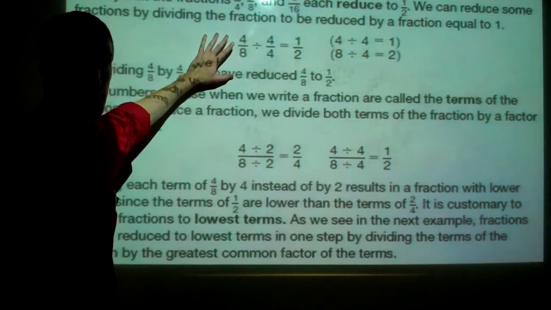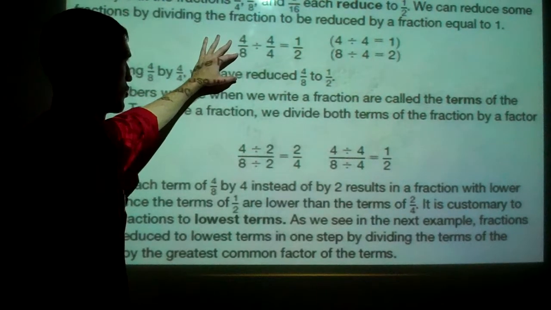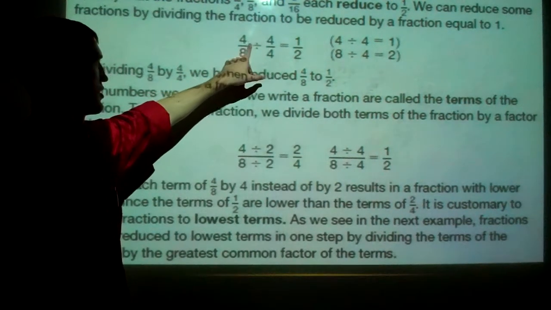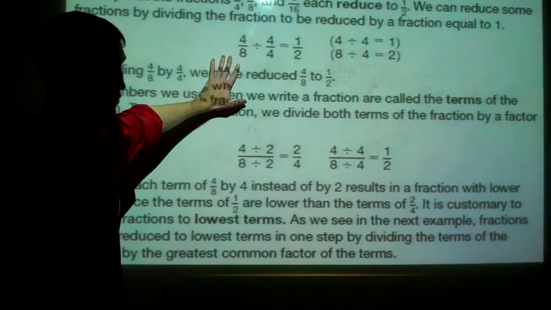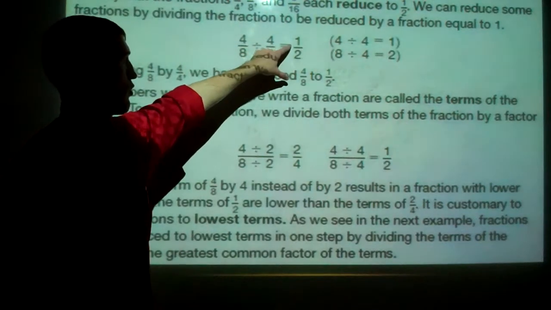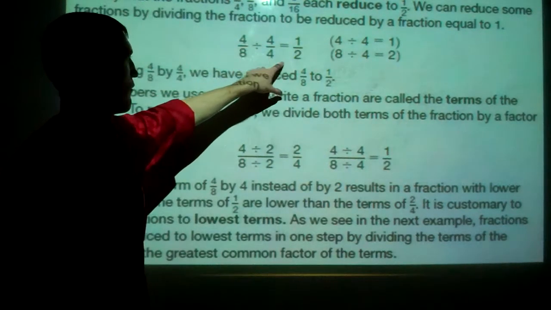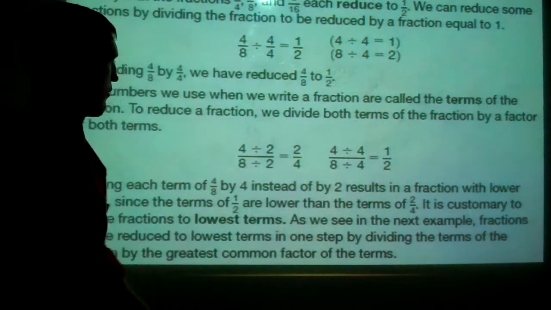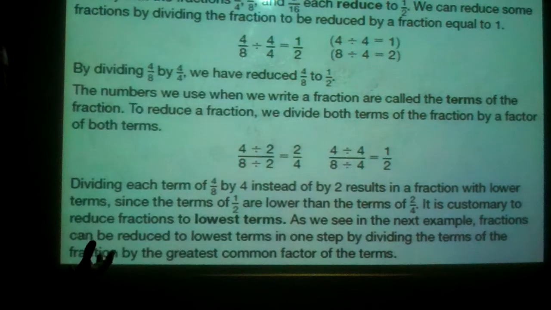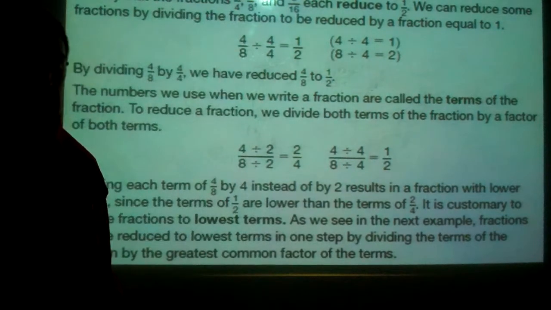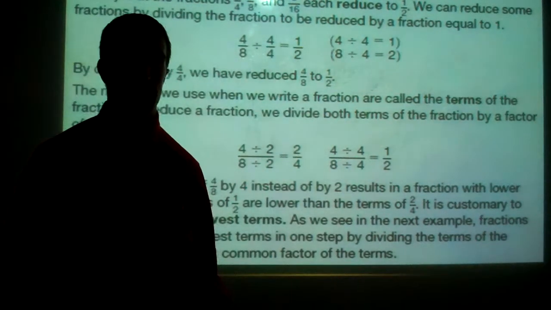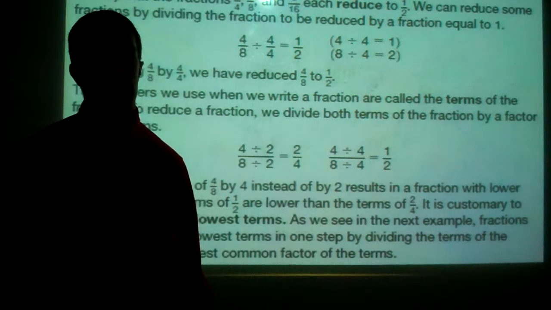So, if we look at 4/8, we know that's 1/2. Well, here's why. Because 4 goes into 4, and 4 also goes into 8. So if we divide by 4 over 4, we get 4 divided by 4 is 1. 8 divided by 4 is 2. We get 1/2. So that's how we go about doing that. This is reducing, and this is how you get a fraction into its lowest terms. You keep going until your numerator and denominator cannot be reduced any further.